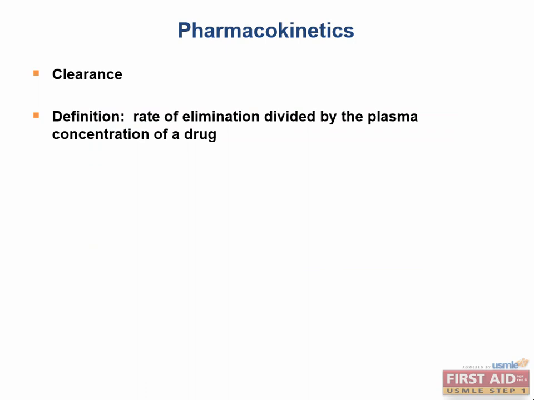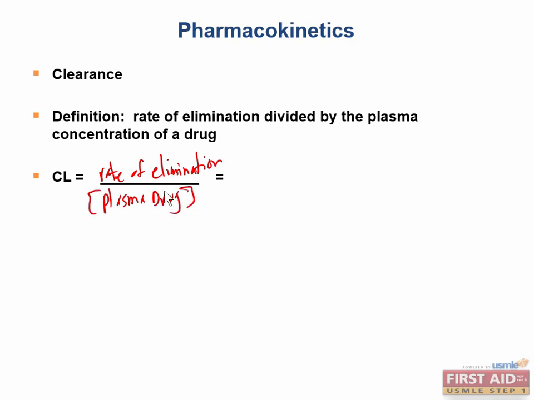Now we will continue on with our discussion of pharmacokinetics with the concept of clearance. Clearance is the amount of plasma cleared of a drug over time by the heart, liver, and kidneys. It's important to remember the following equation because on the USMLE, they may require you to calculate the clearance of a drug given some hypothetical values. So clearance is equal to the rate of elimination of a drug divided by the plasma drug concentration.